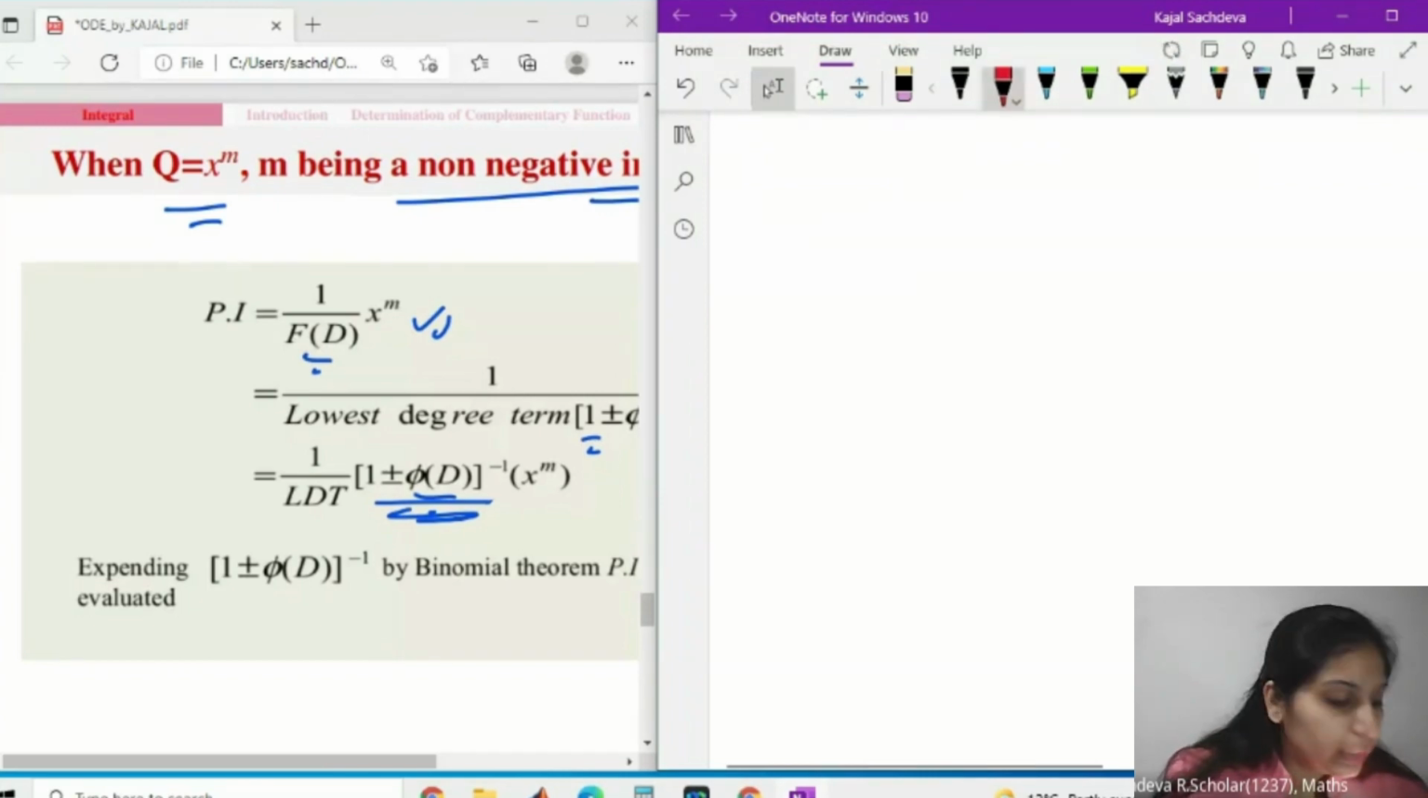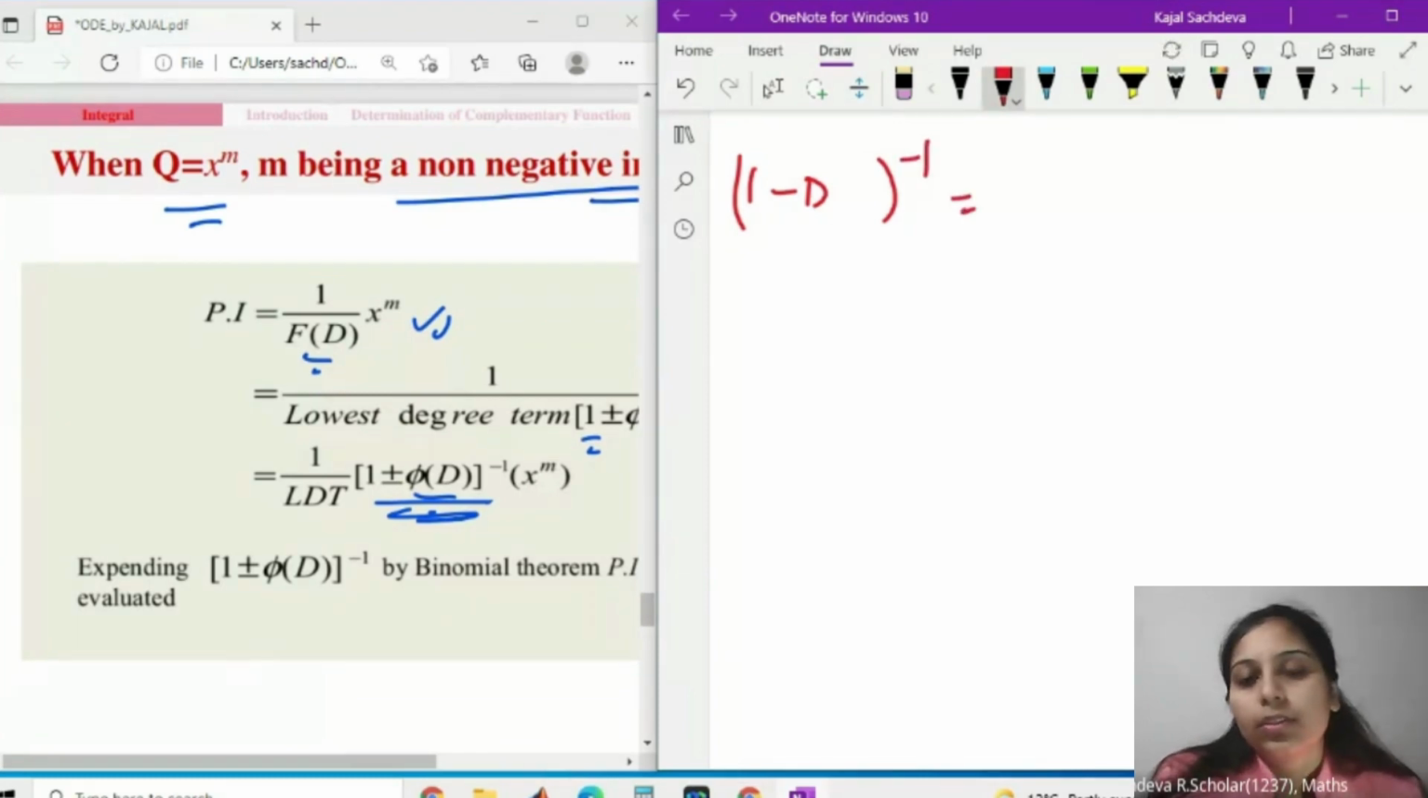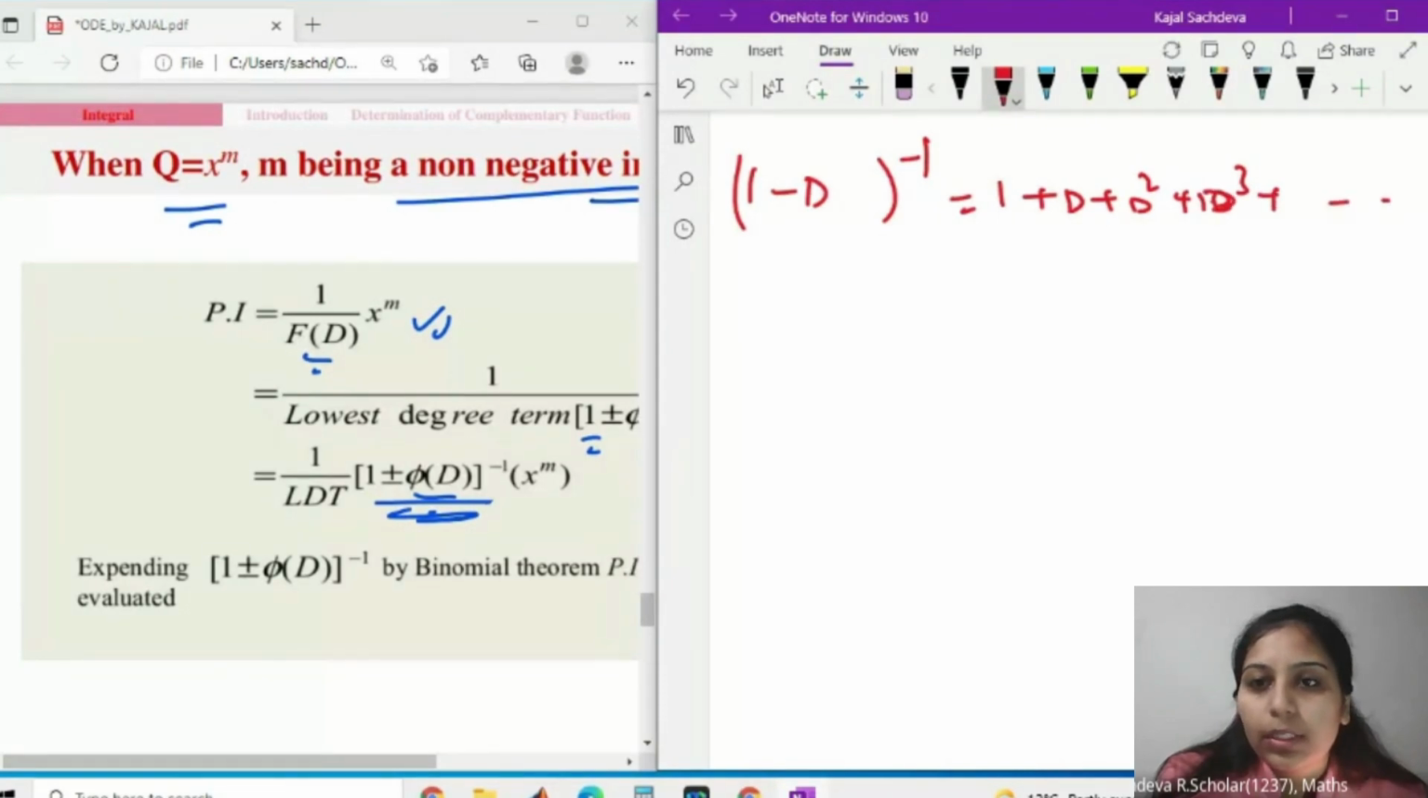So we have the expansion of (1 - D)^-1. This expansion is similar to (1 - x)^-1, which is 1 + x + x square + x cube up to so on. In a similar way, another expansion is (1 + D)^-1, like (1 + x)^-1, which is 1 - x + x square - x cube. So alternate signs, written in a similar way to the earlier case.